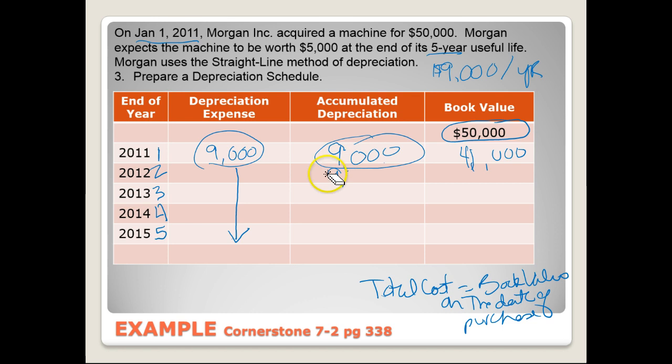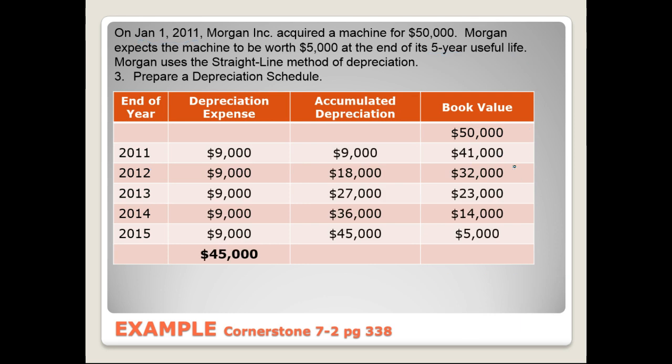Well, we'd have the 9,000 from 2011 plus another 9,000 from 2012, which would get us $18,000 of accumulated depreciation in 2012. If we say $50,000 minus $18,000, what would be the total book value at the end of 2012? $32,000. So let's look at this all completed.